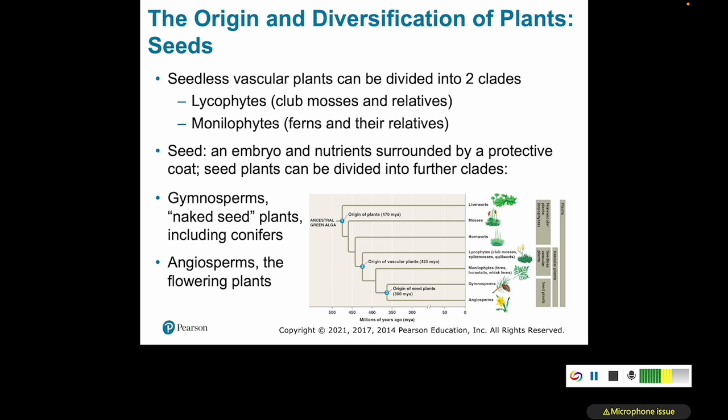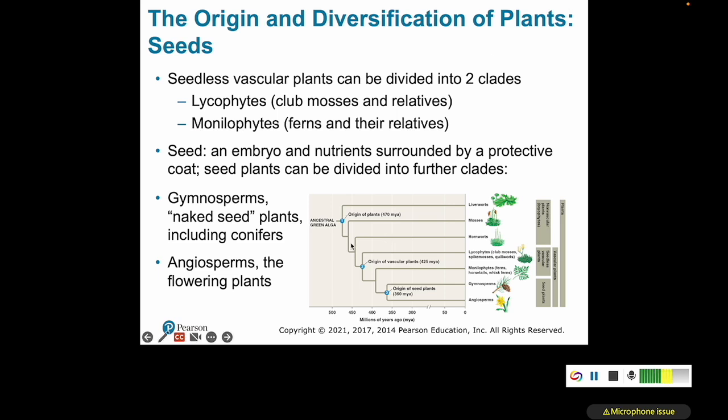A seed is an embryo, so it is a fertilized diploid cell with nutrients, surrounded by a protective coat. Seed plants can be divided further, and these are clades, so these reflect evolutionary history. Gymnosperms are naked seed plants, which includes things like conifers, and angiosperms are flowering plants.